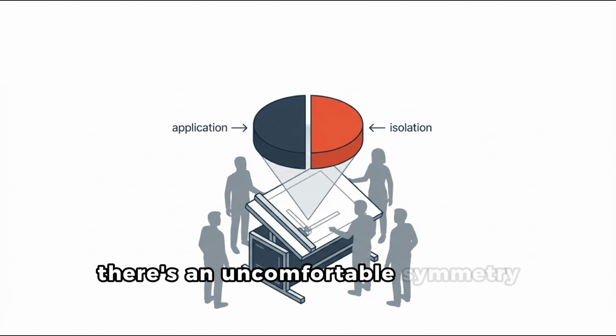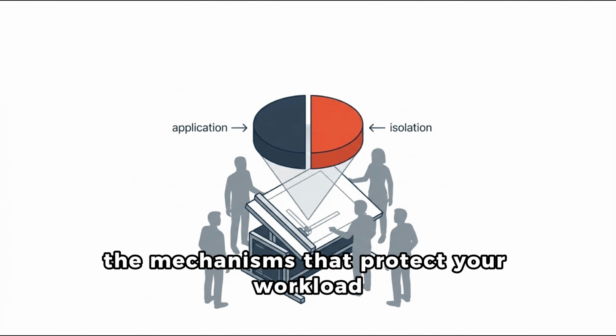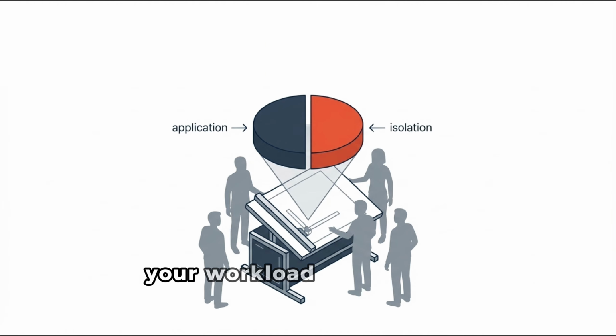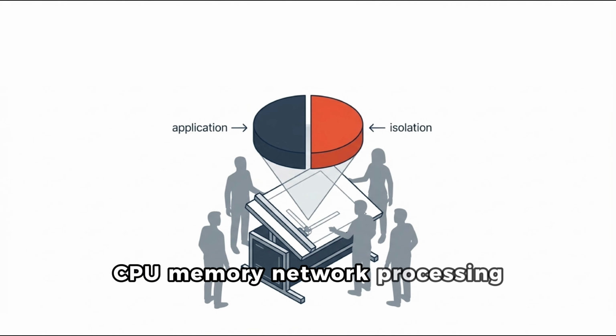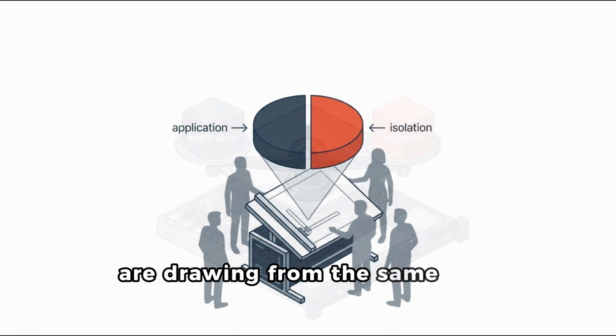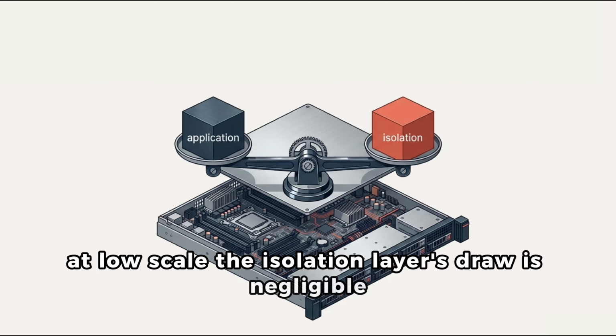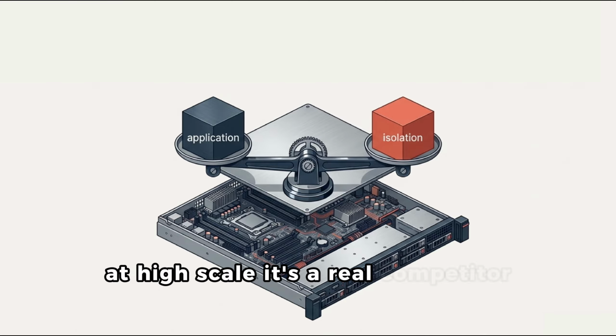There's an uncomfortable symmetry at the center of this problem. The mechanisms that protect your workload consume the same resources your workload needs to run. CPU, memory, network processing. The isolation layer and the application layer are drawing from the same pool. At low scale, the isolation layer's draw is negligible. At high scale, it's a real competitor.